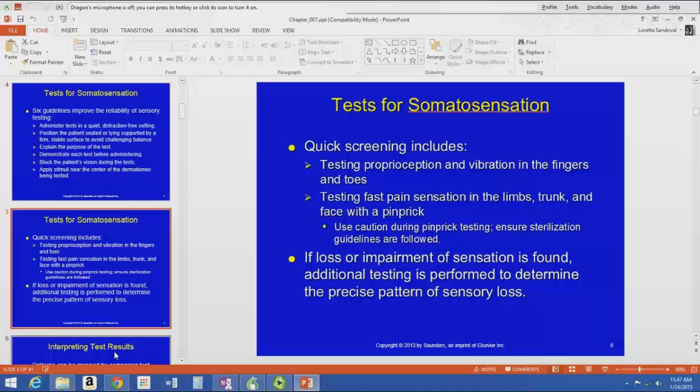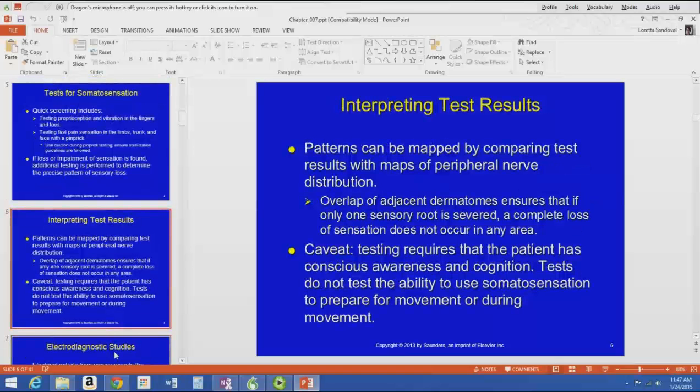If they find loss or impairment with that quick screening, then they will perform additional testing to determine the pattern of sensory loss. Interpreting test results as PTAs is outside the scope of our practice. What we do is provide the data for the PT, who then interprets those test results. There's information in the book about interpreting test results, and it's good to know so we're getting accurate results, but that is not something that we actually do.